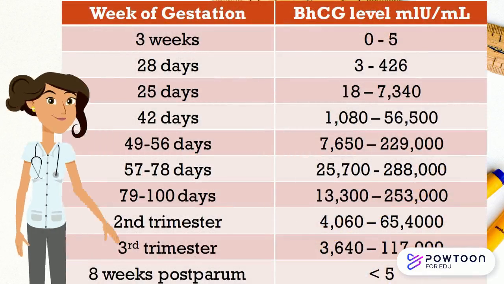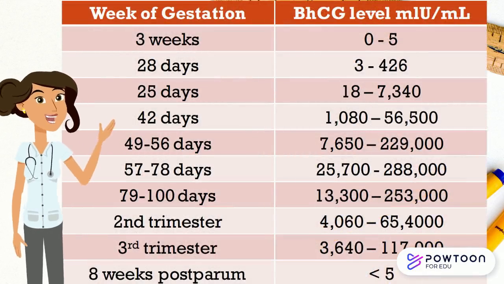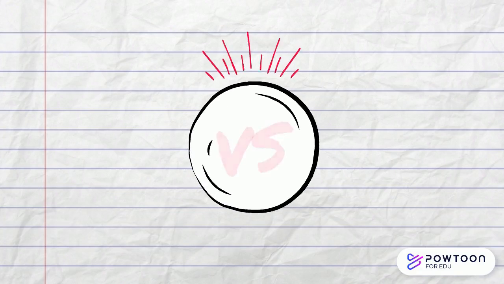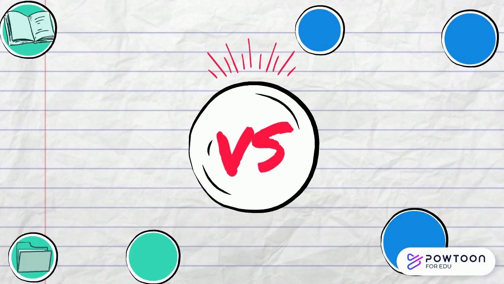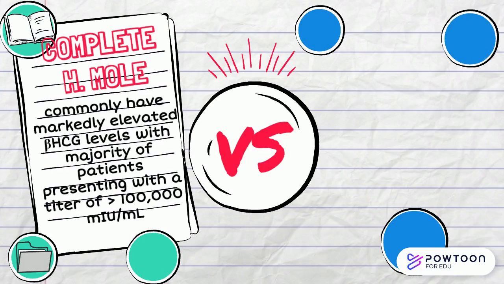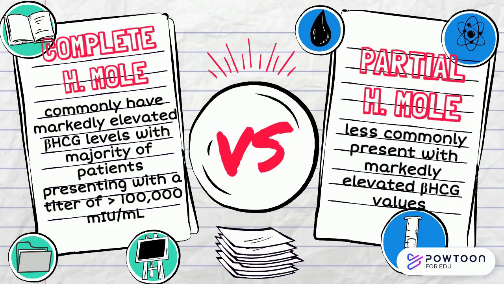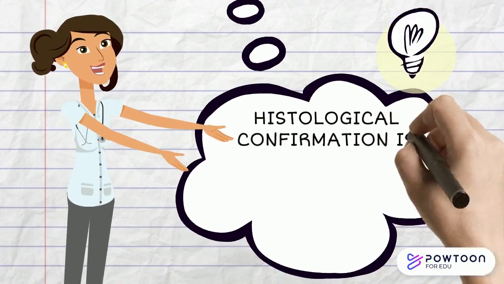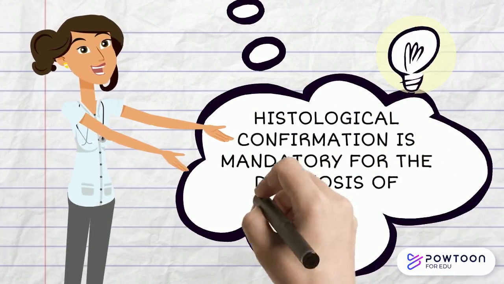This table shows the expected beta-HCG levels in relation to the week of gestation. Complete hydatidiform moles commonly have markedly elevated beta-HCG levels, with the majority of patients presenting with a titer of more than 100,000 milli-international units per milliliter. On the other hand, partial hydatidiform moles less commonly present with markedly elevated beta-HCG values. Histological confirmation is mandatory for the diagnosis of hydatidiform mole.